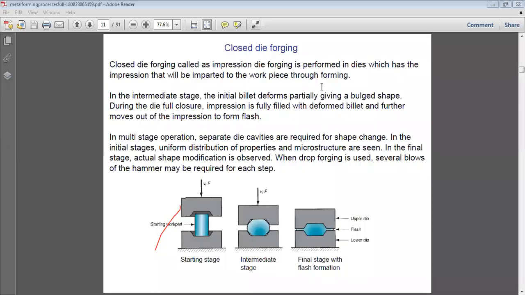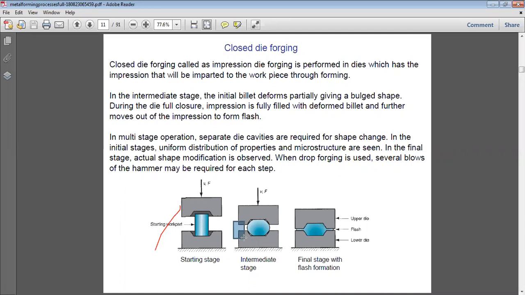So in the intermediate stage, we see the initial billet deforms partially. So it is in this stage, the start of partial deformation or a bulged shape. Bulge shape is basically the shape that is produced like this. Clear? During the die full closure. Clear? So when the die is fully closed, here the die is not fully closed. As we see, there is a gap on the outside, this gap and this gap.